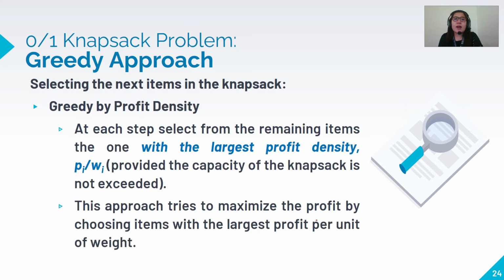And lastly, we have greedy by profit density. At each step, select from the remaining items the one with the largest profit density. So when we say profit density, the result of our profit divided by the weight, provided that the capacity of the knapsack is not exceeded. This approach tries to maximize the profit by choosing items with the largest profit per unit of weight.